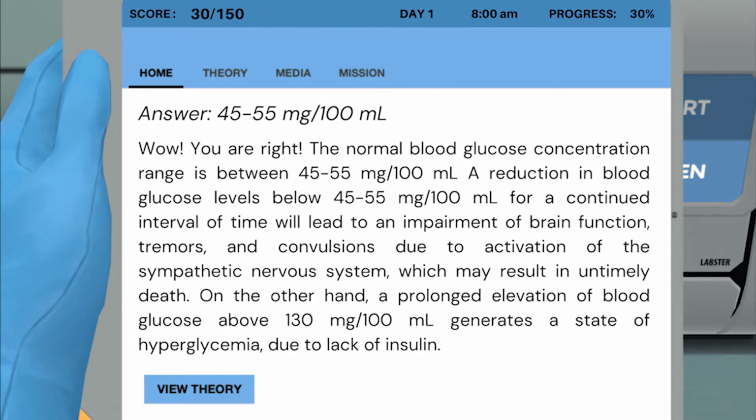Wow, you are so right! The normal blood glucose concentration range is between 45 to 55 milligrams per 100 ml. A reduction in blood glucose levels below this range for a continued interval of time will lead to an impairment of brain function, tremors, and convulsions due to activation of the sympathetic nervous system, which may result in untimely death. On the other hand, a prolonged elevation of blood glucose above 130 mg per 100 ml generates a state of hyperglycemia due to the lack of insulin.